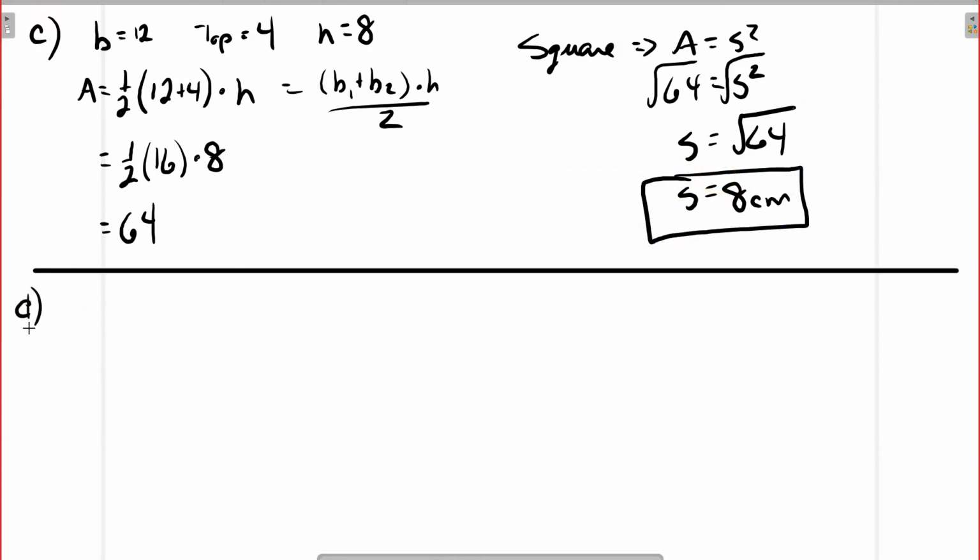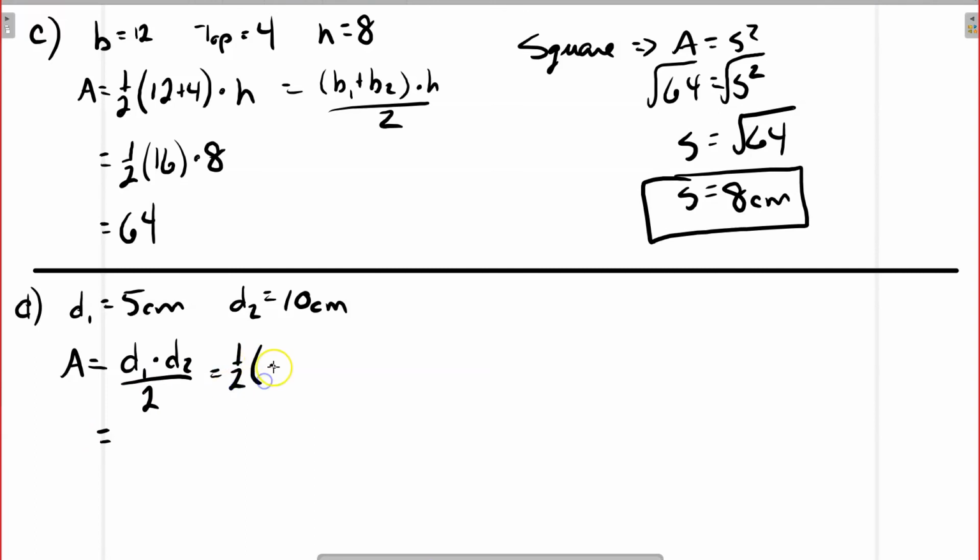Finally, part D. We've got a rhombus, and they give us two diagonals. So diagonal 1 is 5 centimeters, and diagonal 2 is equal to 10 centimeters. The area of that rhombus is diagonal 1 times diagonal 2, divided by 2. Or we could also say it as 1/2 d1 times d2. So with that, we've got 5 times 10 divided by 2, which is equal to 25 centimeters squared.